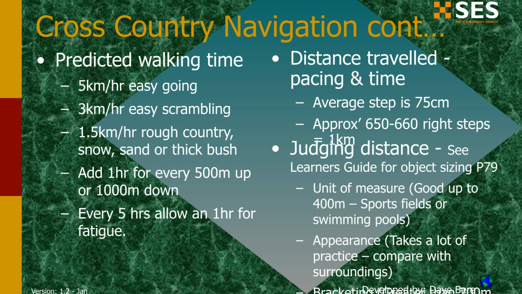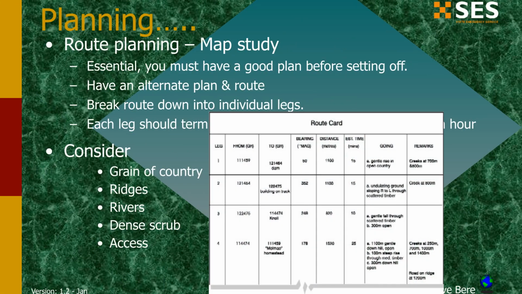Distance can be measured by pacing, with approximately 650 to 660 right steps equaling 1 kilometer. Route planning is essential and requires careful map study. Break the route into individual legs, ideally terminating at recognizable objects or within an hour's travel. Always consider the terrain, including ridges, rivers, scrub, and access restrictions.